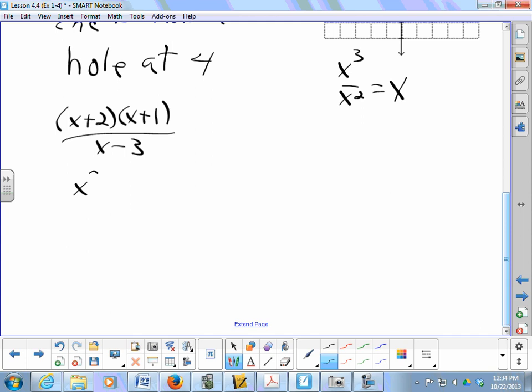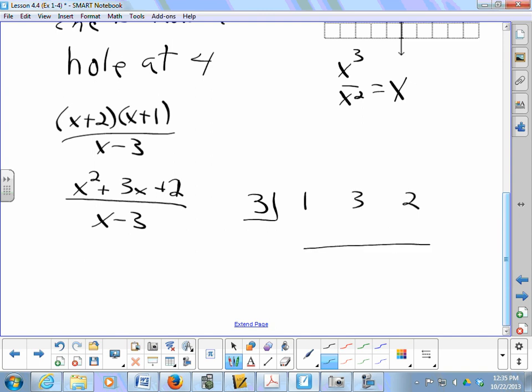So let's see, my numerator, x squared plus 3x plus 1, right? Or plus 2, excuse me. And the denominator is x minus 3. Do you want to do long division or synthetic division? Synthetic is easier because we are dividing by a linear factor where the coefficient is 1. So we take 3, 1, 3, and 2. This is the easy one. Bring down our 1, get 3 here, get 6, and 18, so this is 20.